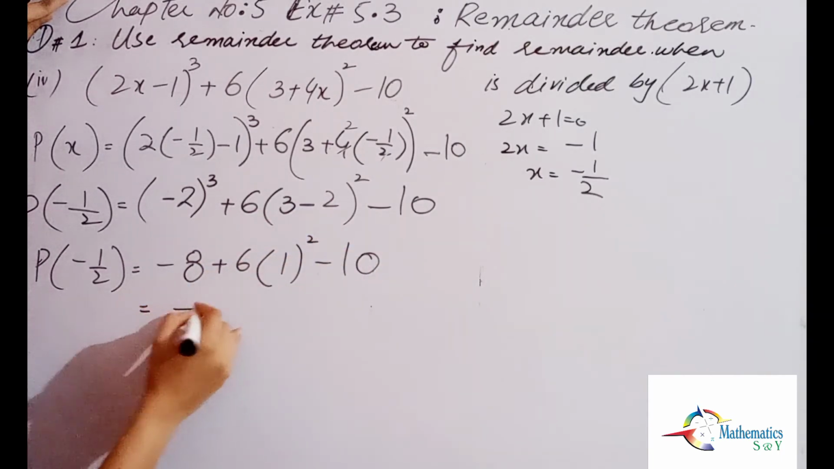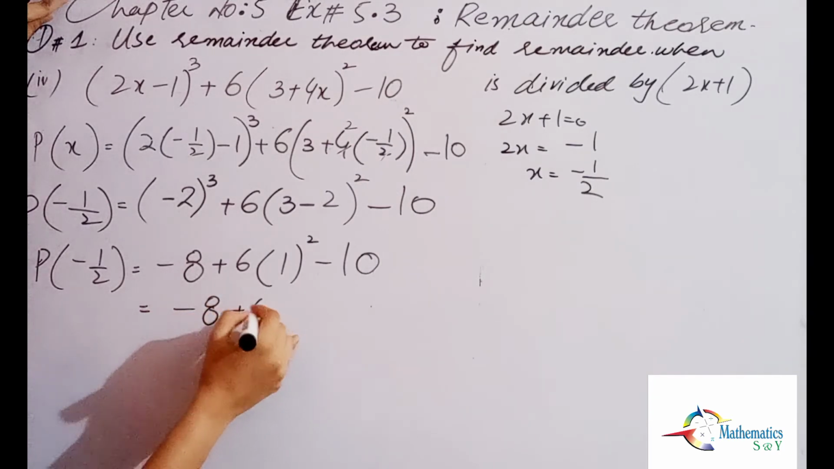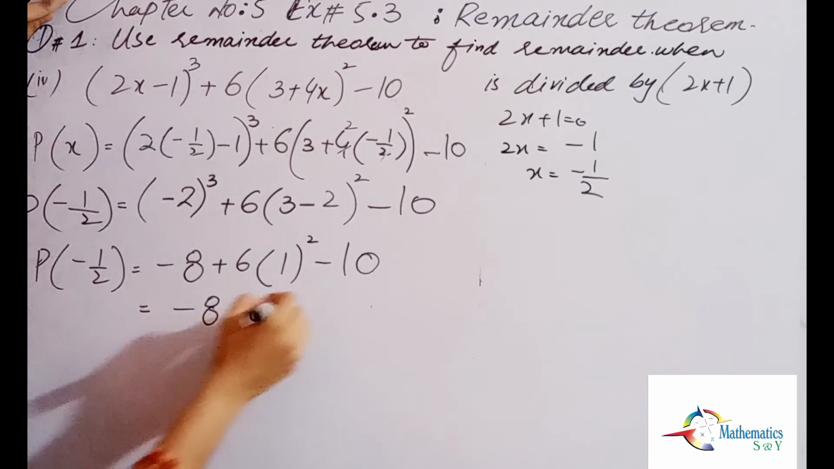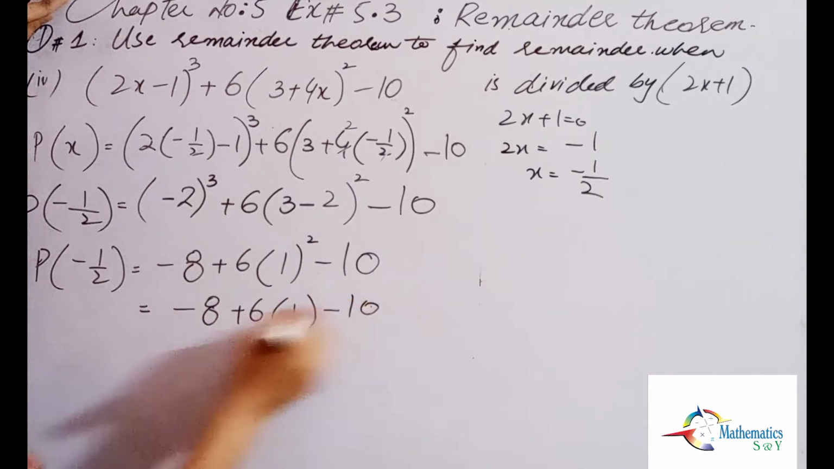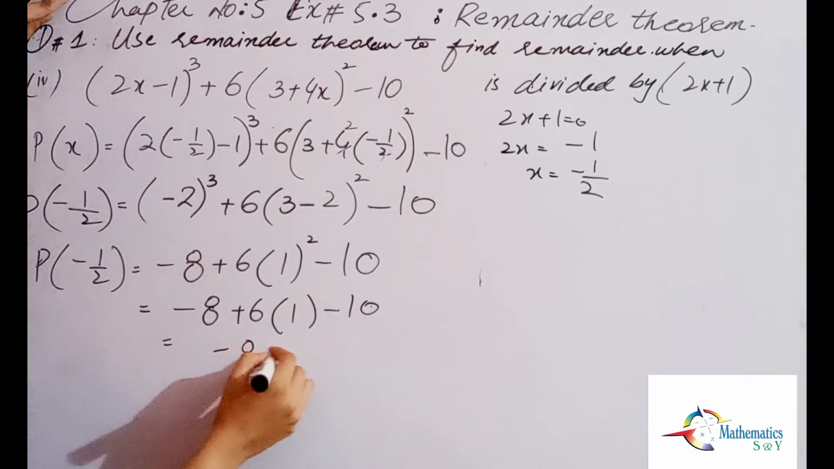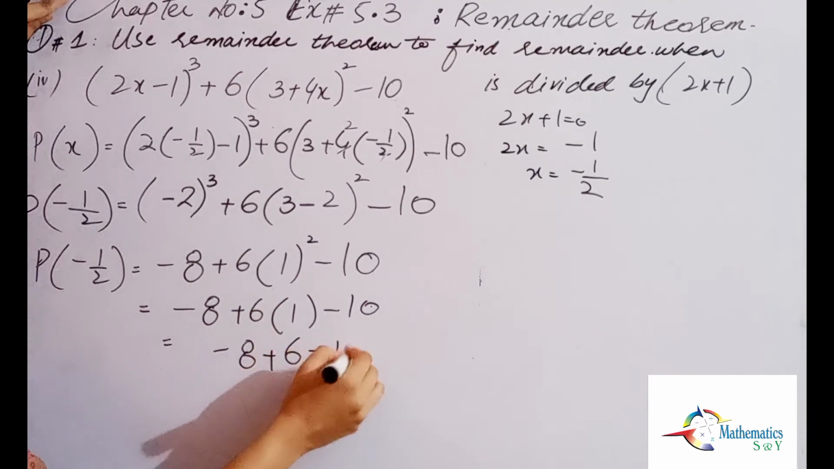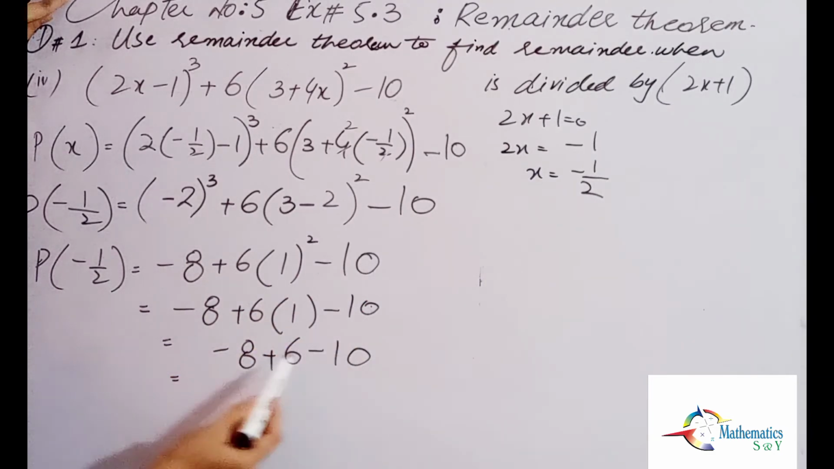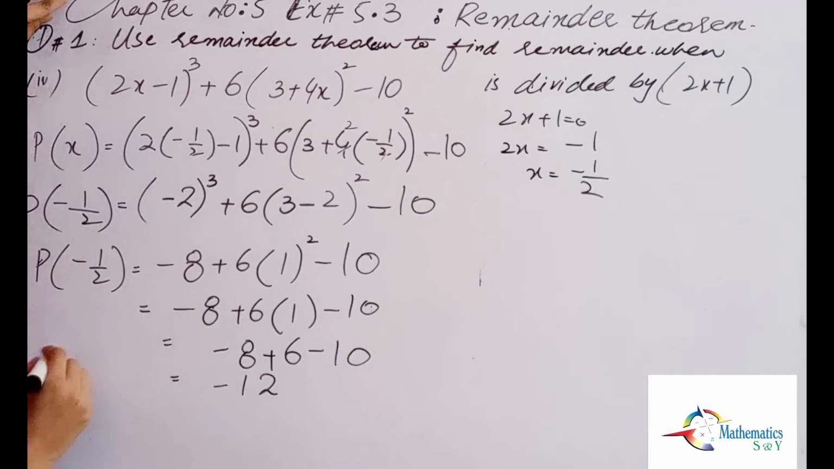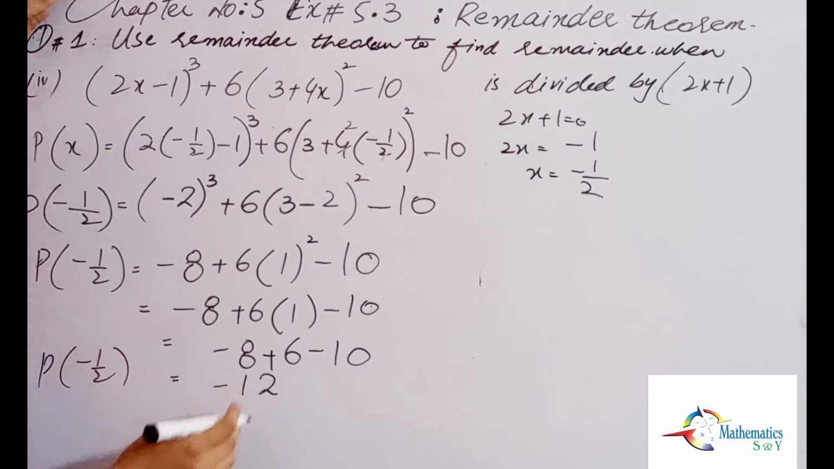Now you can see from here minus 8 plus 6 times the square of 1, 1 times 1, minus 10. Minus 8 plus 6, 1 times 6, minus 10. Here you can see minus 8 minus 10 is minus 18, plus 6 equals minus 12. So the remainder is minus 12. After this we are going to solve part 2, which we can also solve using the same remainder theorem.